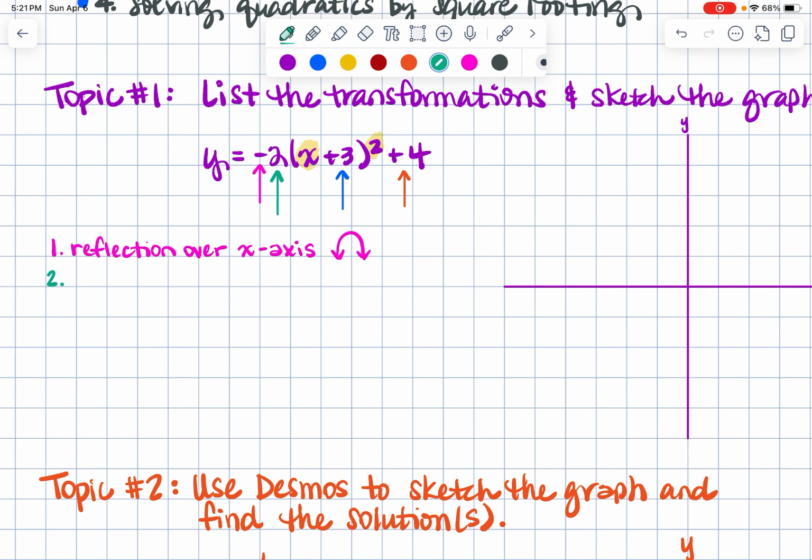The 2 multiplier is obviously affecting it vertically in the y direction because it's on the outside. So it's a vertical stretch. And remember, a 2 multiplier means that I'm taking the function and I'm trying to stretch it twice as tall as it normally is. And the effect of stretching something taller is that it gets skinnier, right? So this is a vertical stretch by a factor of 2.